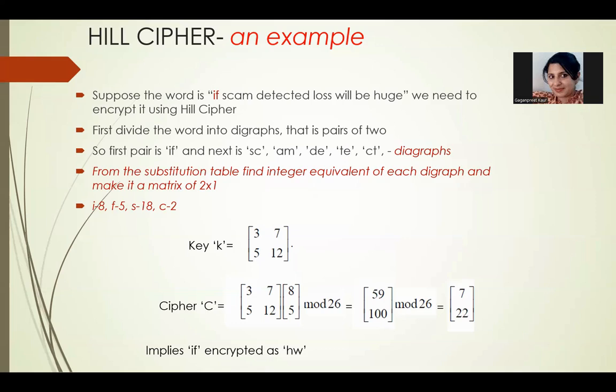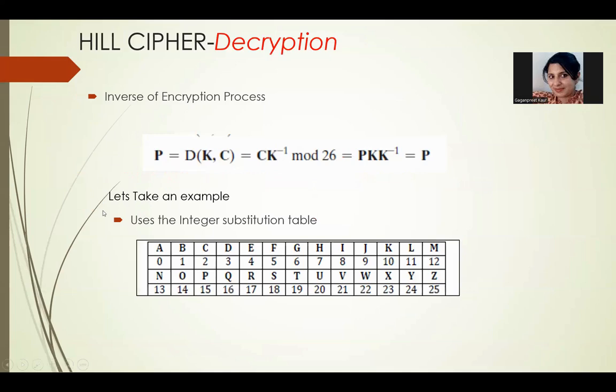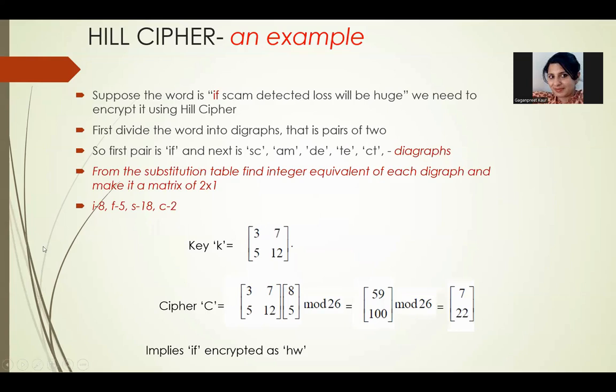In case your message is such that the last character is a single one and it is a digraph, you will have to put a dummy character. Okay, so let's first start with this. From the substitution table, I will take the equivalent values of my first 2 characters, that is I and F. So I has the integer equivalent 8 and F has the integer equivalent 5. So I will have IF encoded as 8 and 5.